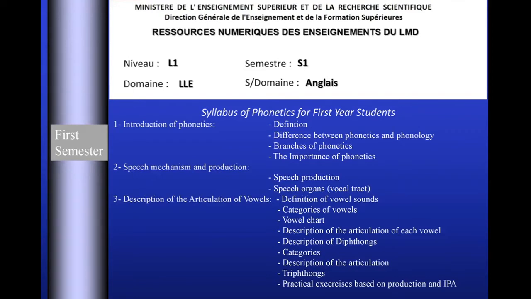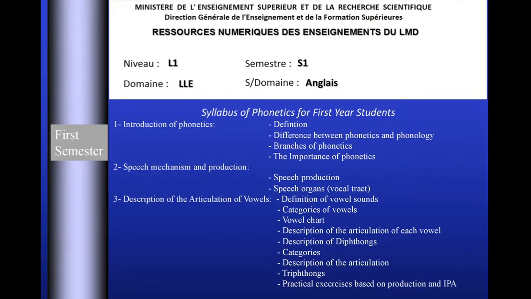Then we will deal with the articulation of English vowel sounds in detail. We start by defining the vowel sounds, then we are going to show the categories of vowels. Then we have the vowel chart, the description and the articulation of each vowel in detail with illustrations and pronunciation of those sounds with IPA transcription.